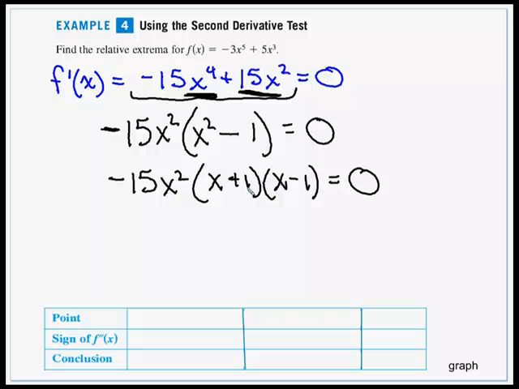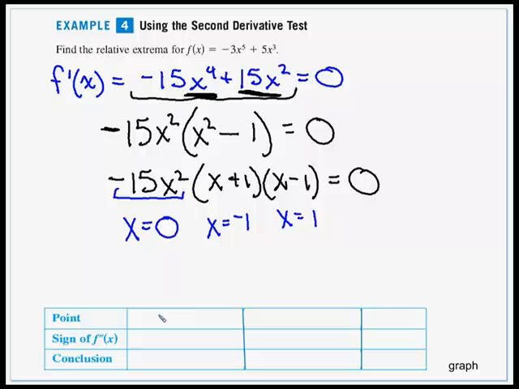So we have 3 things multiplied equal to 0. That means we set each factor to 0. When we set our first term equal to 0, x is 0. Our second term is equal to 0 when x is minus 1. And our third term is equal to 0 at x equals positive 1. So these are the critical numbers we found with the first derivative, setting it equal to 0.